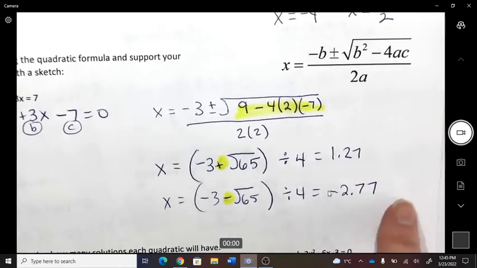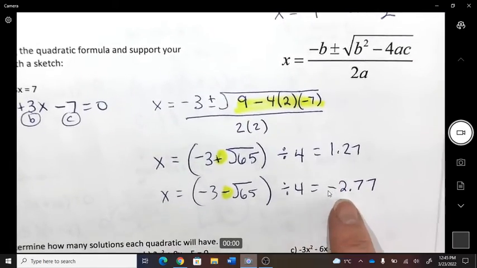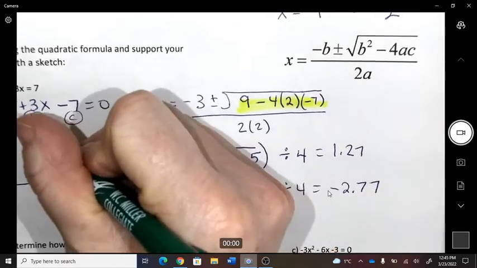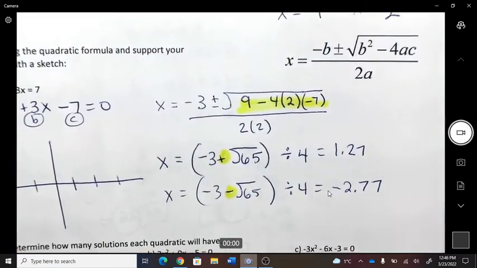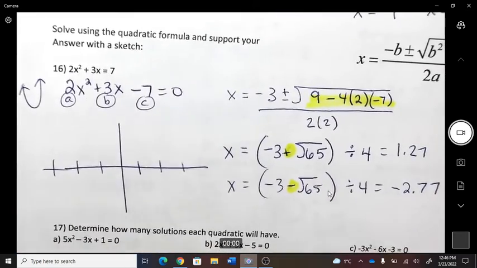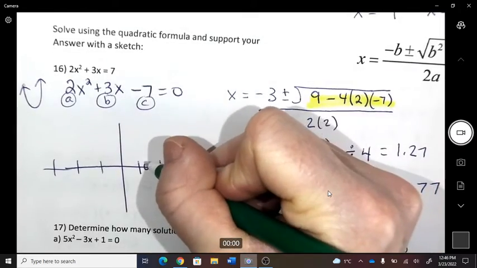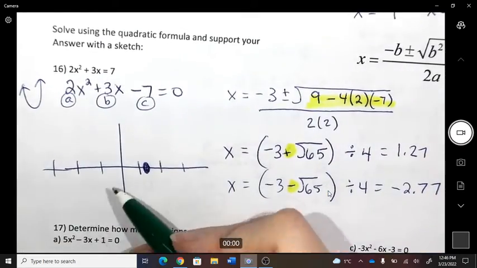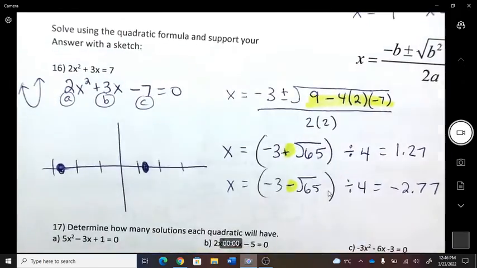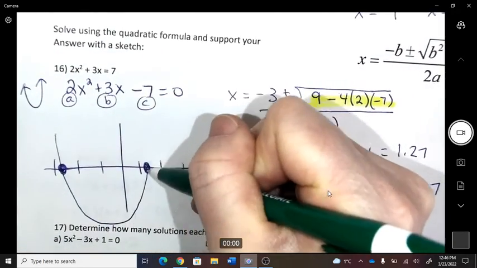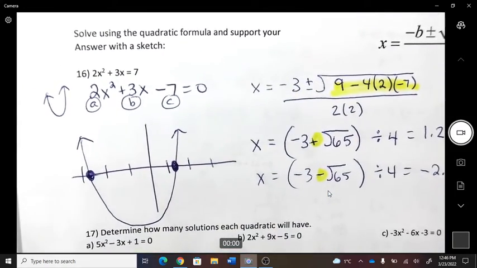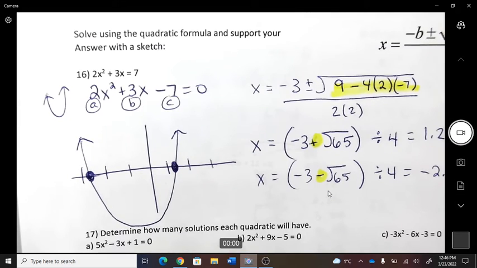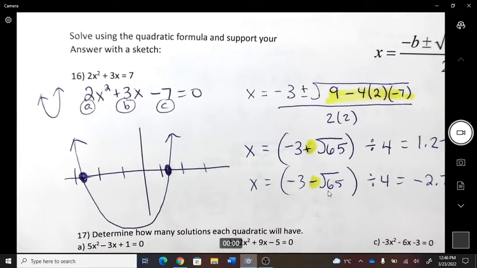Okay, what are these on the graph? X-intercepts. So 1, 2, 3, 1, 2, 3, right? Just going to draw a little bit of that. So 1.27 and negative 2.77. Just a simple sketch, just what are these? So the two x-intercepts and the idea that it's an upward parabola.